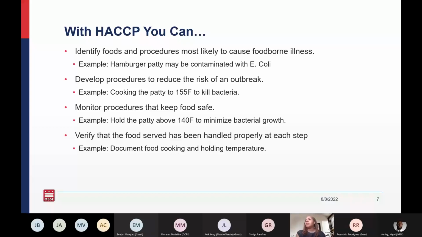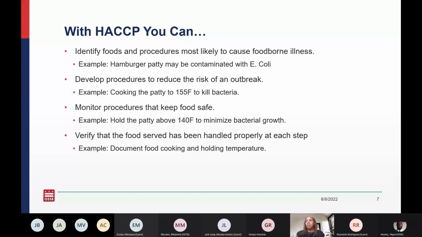With HACCP, you can do the following things. First and foremost, you can identify foods and procedures most likely to cause foodborne illnesses. For this particular purpose, we're going to use a hamburger as an example. One of the foodborne pathogens that can be found in a hamburger patty is E. coli. HACCP can also allow us to develop procedures to reduce the risk of an outbreak.